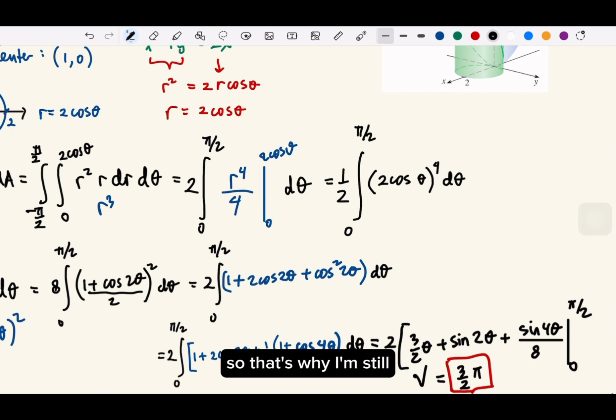So that's why I'm still giving you a chance to use a calculator to check your answer. Especially the last part here, you can check using a calculator.